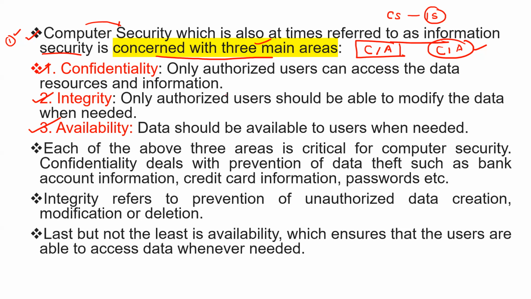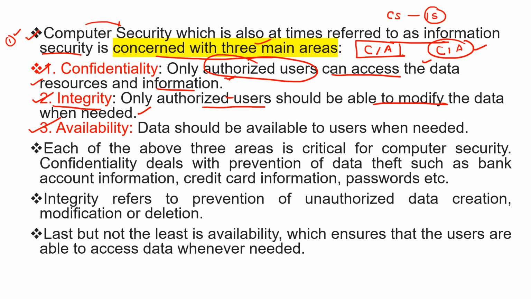Confidentiality: only authorized users can access the data, resources, and information. Second one, integrity: only authorized users should be able to modify the data when needed. Availability: data should be available to users when it is needed.